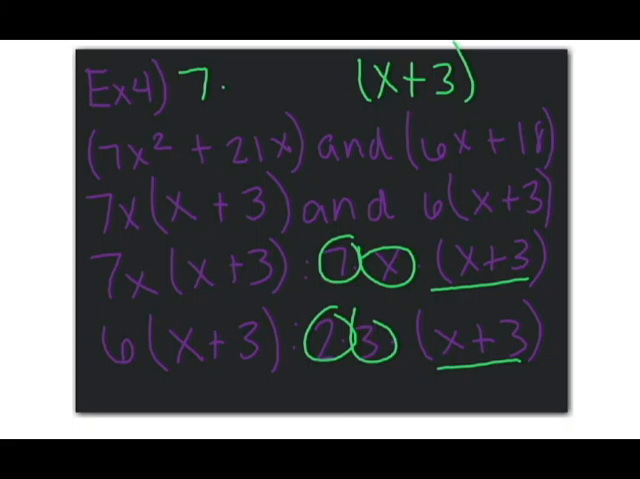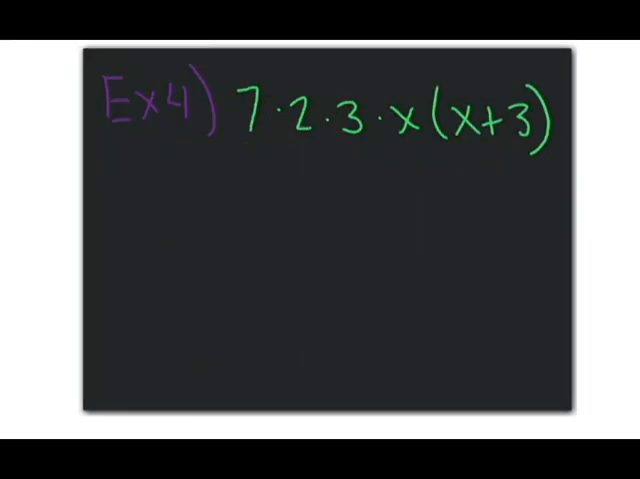7 times 2 times 3 times x. Then we multiply all the numbers to get our answer. 7 times 2 is 14. 14 times 3 is 42. 42x, x plus 3.